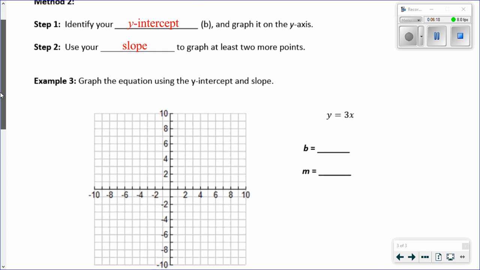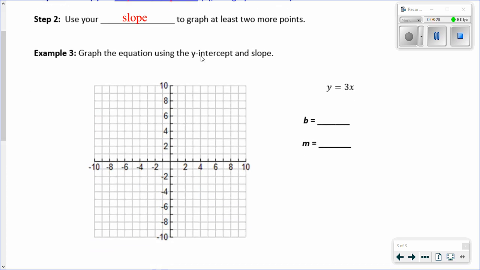Okay, so let's look at an example. Graph the equation using the y-intercept and slope. So here we have y equals 3x. The only thing that's missing is the b part. So I'm going to go ahead and add that in. So I'm going to write a plus 0, because if I don't see it, I can just go ahead and put in that invisible number.